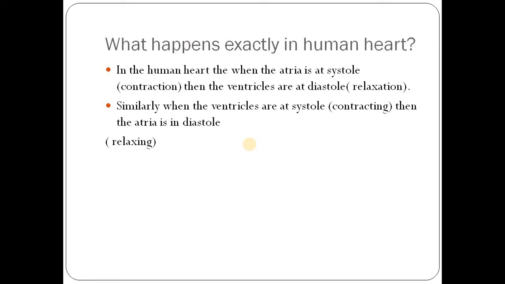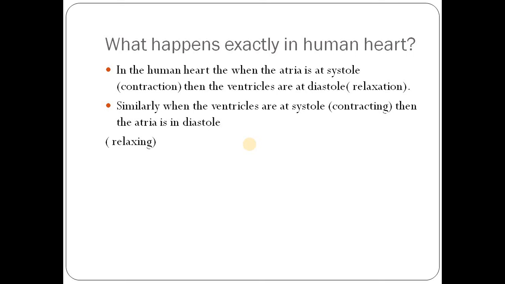So atrial systole and ventricular diastole. If I say atrial diastole, then the ventricles are what? They are contracting. That means systole. So that is how we have to remember. Similarly, when the ventricles are at systole, contracting, then the atria are in diastole, that is relaxing. So this happens in our cardiac cycle, but you have to relate it.